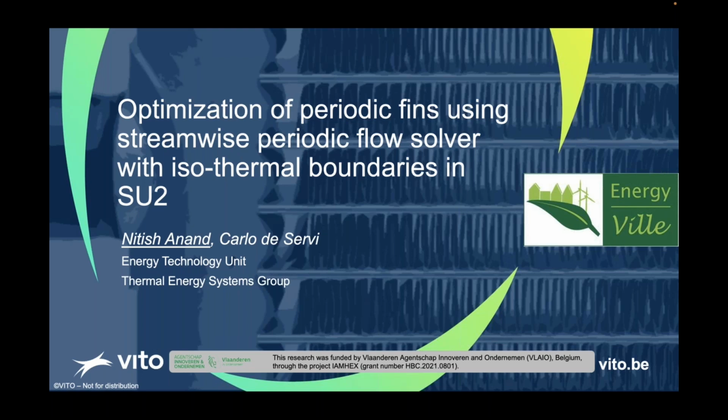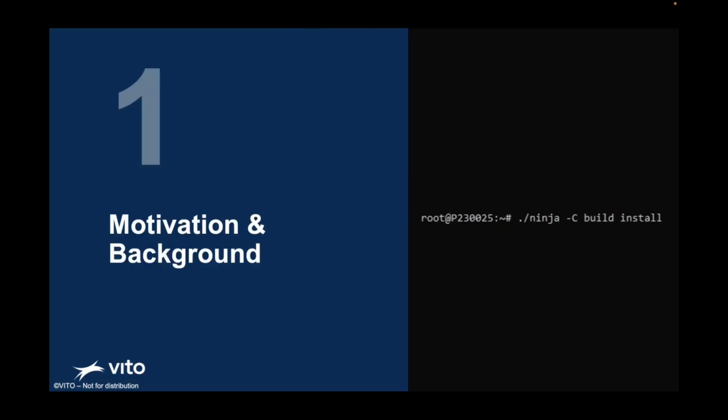I'm Nitish. I'm a researcher at Vito, and I work with my colleague, Carlo. So I'm going to present to you today the progress that we have made with the development of isothermal boundary conditions and their use in conjunction with streamwise periodicity, and also some bonus results which are not captured by this caption. Our motivation is that if we run Ninja, it should give us no error, but obviously we have other motivations as well.